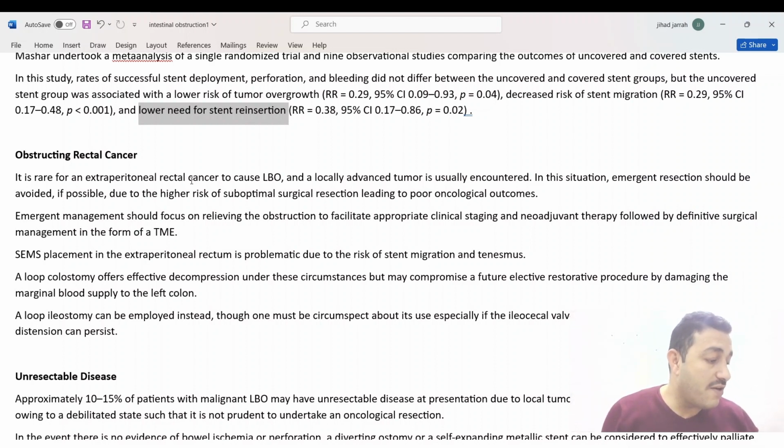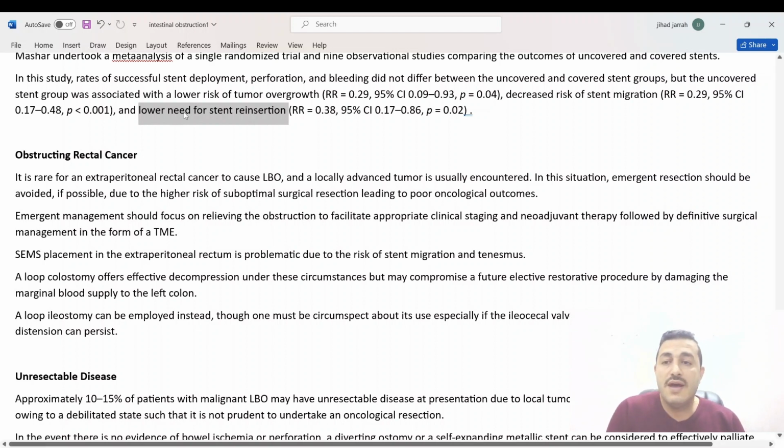For example, in covered stent, the occlusion rate is higher. It inhibits the tumor growth. The bleeding and perforation is the same. Low risk for growth of the tumor in uncovered stent, and low risk for reinsertion in the uncovered stent.